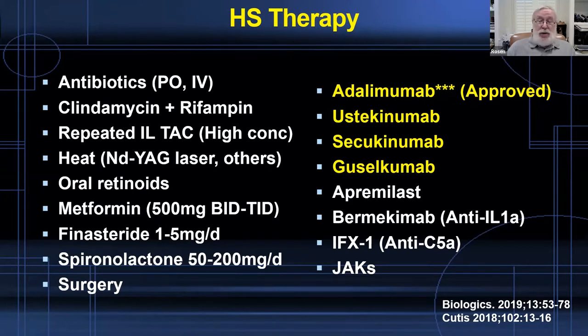Apremilast has been used. Again, that would be trial and error, and try getting it for your patient when the diagnosis isn't psoriasis, not so easy. And then I've listed some things that are being investigated, explored. Bermekimab, which is an anti-IL-1A, an anti-complement agent, IFX1, and then the JAK inhibitors, the wonder drugs for everything.